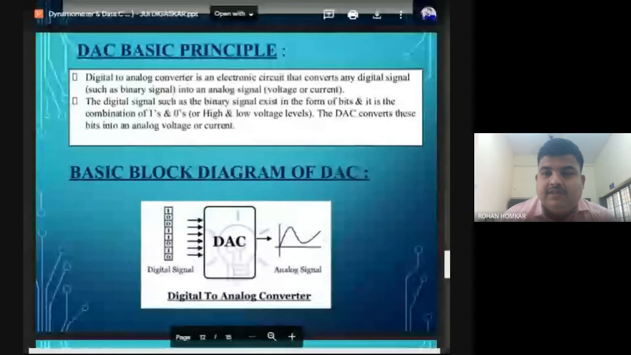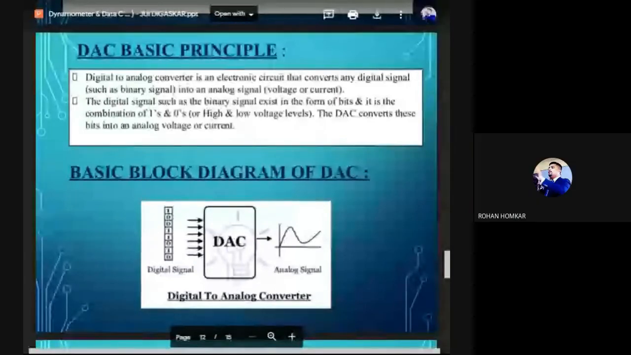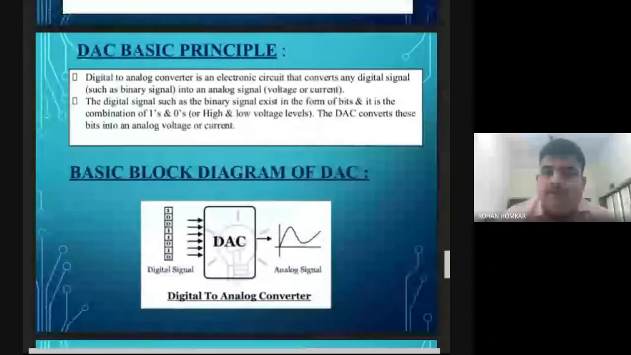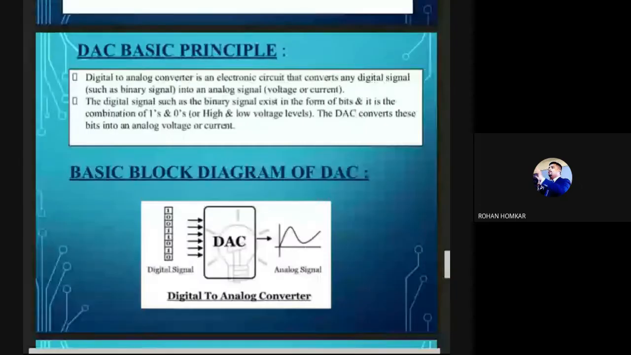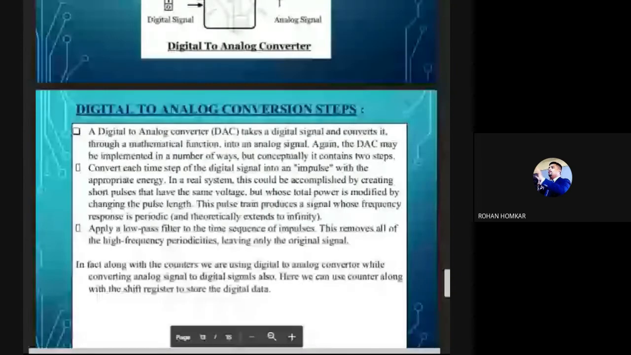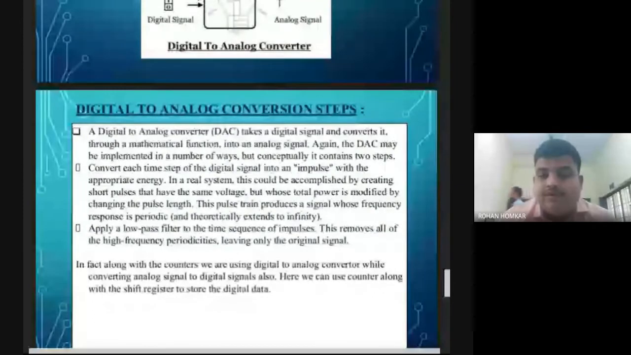The digital to analog converter is an electronic circuit that converts any digital signal like binary signal into the analog signal. The digital signals such as binary signal exist in the form of zero. Okay. If we have binary, then it is 0 and 1. If it is hexadecimal, then the hexadecimal codes will appear. Okay, and this DAC is going to convert these bits into the magnitude. Okay, so now what are the components, or what are the conversion steps in the digital to analog conversion methods?